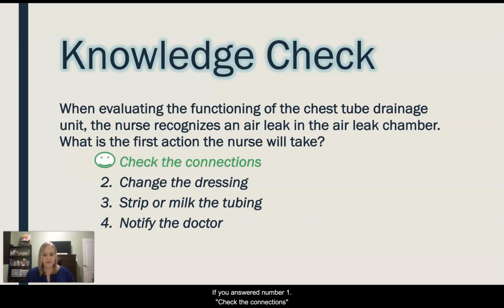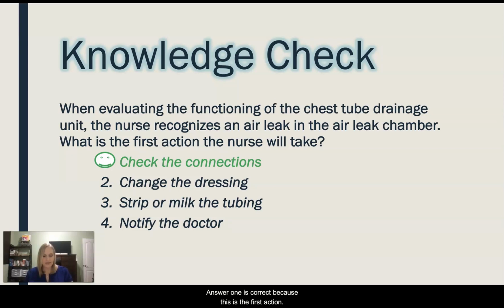If you answered number 1, check the connections, you're correct. Answer 2 is incorrect because this is not the first action. When assessing the chest tube drainage unit, you assess in a methodical method, moving from the chest tube drainage unit to the patient. Answer 3 is incorrect because milking and stripping is not indicated for air leaks. Answer 4 is incorrect because this is not the first action. If after you completed the assessment and interventions in correcting the air leaks there is still an air leak, then the doctor must be notified.